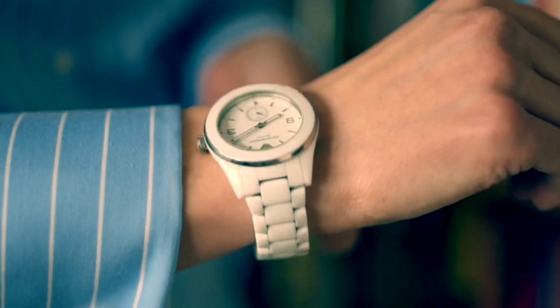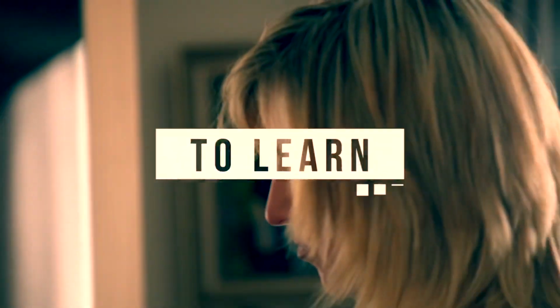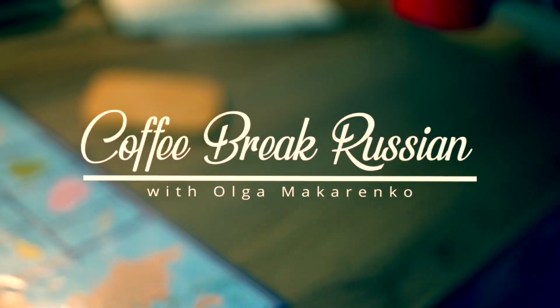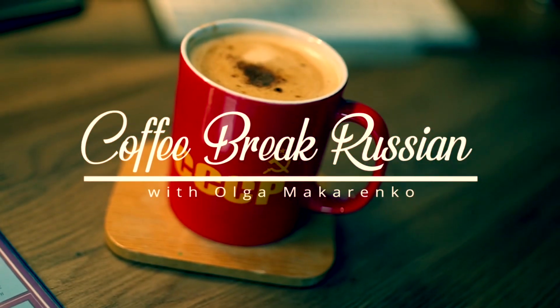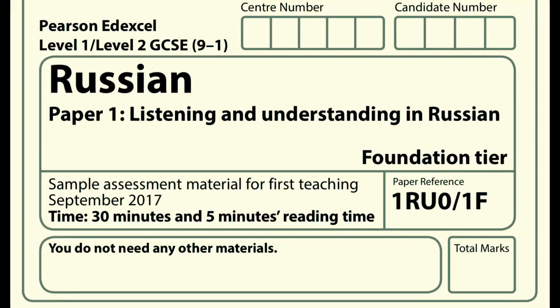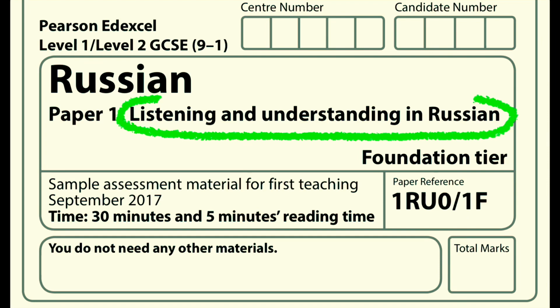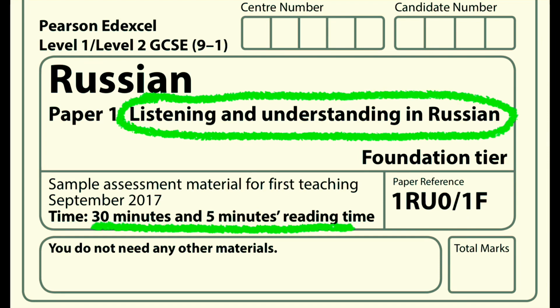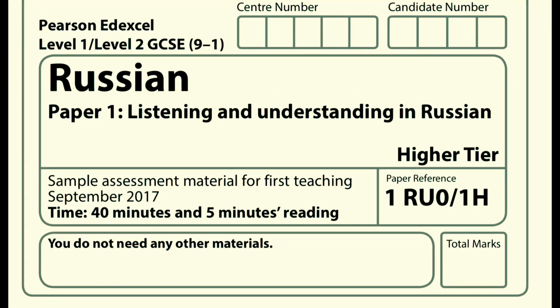Today we're going to look at paper 1 of the Russian GCSE exam. Paper 1 is called Listening and Understanding in Russian. Foundation tier is 30 minutes long plus 5 minutes reading time. I'll explain what 5 minutes means later. And the higher tier is 40 minutes long plus 5 minutes reading time.